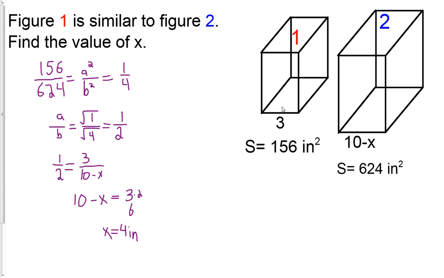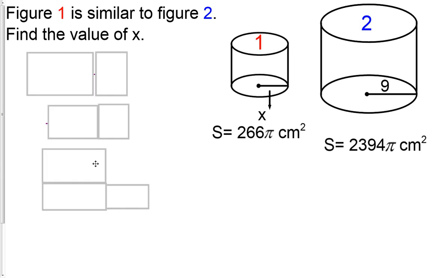3 to 6. Square it. 3 to 6 is 1/2. And square it to get 1/4. So it worked. One last question.